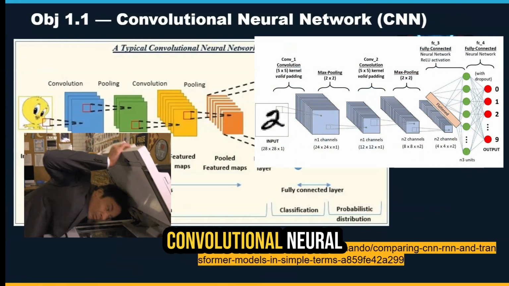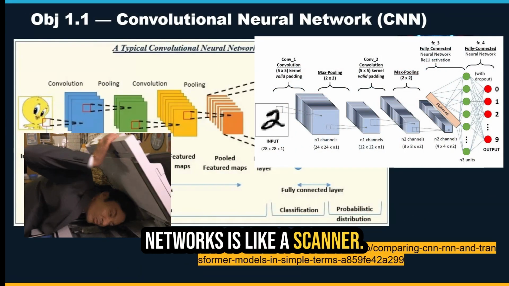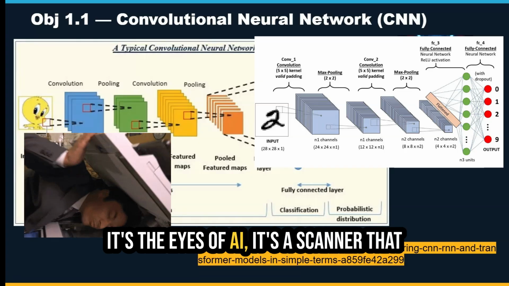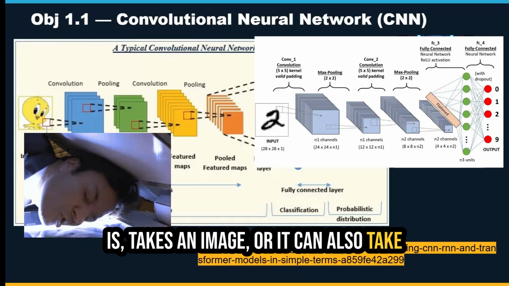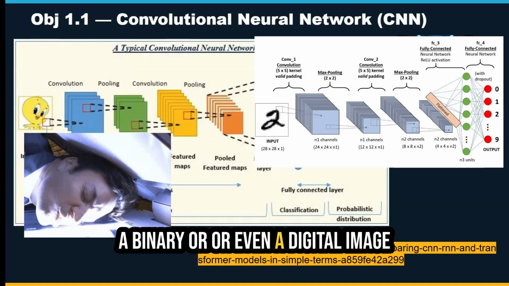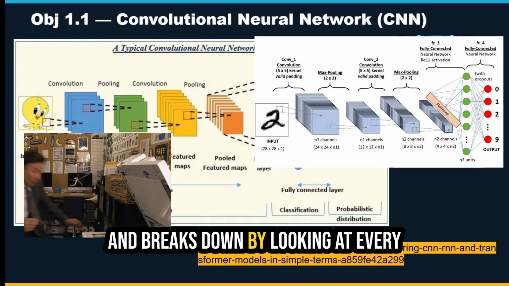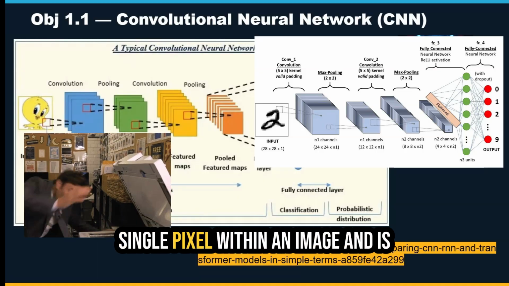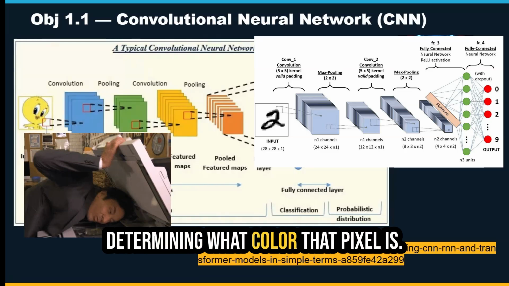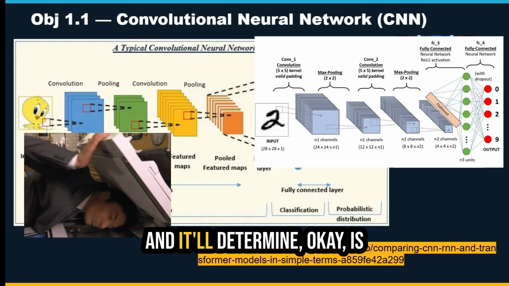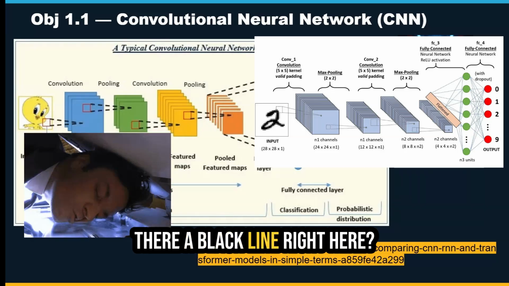Convolutional neural networks is like a scanner. It's the eyes of AI. It's a scanner that takes an image, or it can also take a binary or even a digital image, and breaks it down by looking at every single pixel within the image and determining what color that pixel is. And it'll determine, okay, is there a black line right here?